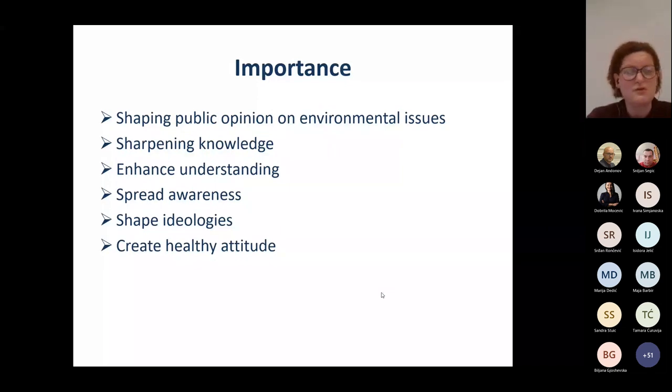When we say it shapes ideologies, we will see that there is a difference in the ideological and political spectrum of everyone who is involved with climate communication, and who is somehow a passive importer of climate communication.